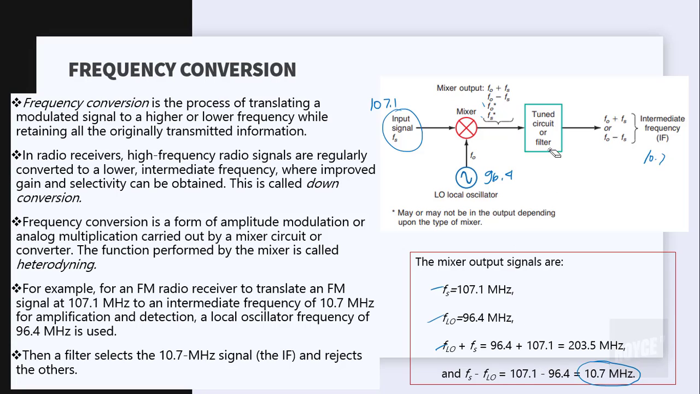So, etong filter na to, dinesign natin to na yung kanyang resonant frequency will always be equal to IF. Kung FM ito, then it will be always equal to 10.7 MHz. So, kahit anong ipasok natin dito sa input niya, dahil yung kanyang resonant frequency ay 10.7 MHz, i-reject niya lahat ng frequency bukod sa IF. This is frequency conversion. Okay?